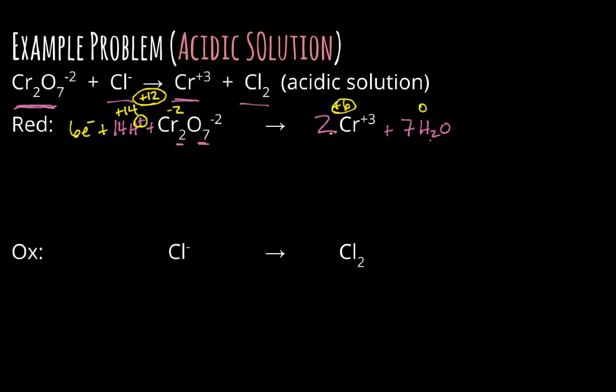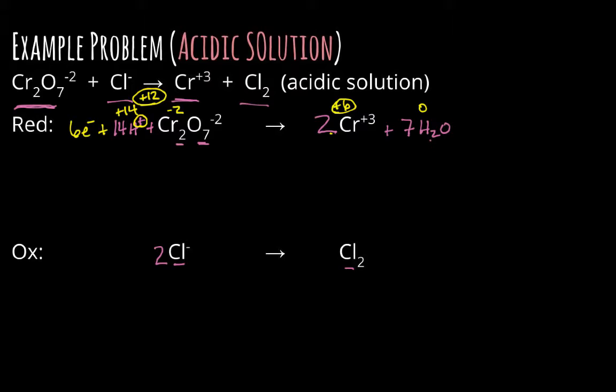So now I'm going to go down to my chlorines. So for the chlorine, there's 1 chlorine on this side, there's 2 chlorines on this side. So I'm going to add a 2 there. There's no hydrogen, there's no oxygen, so I don't have to worry about anything there. So now I'm going to balance the charges.